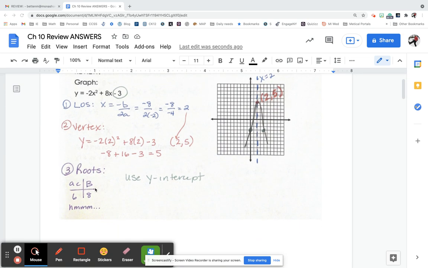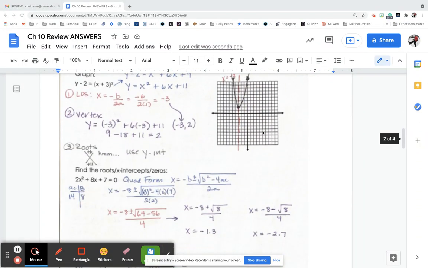I try to find the roots by factoring. ACB chart, can't find numbers that multiply to 6 but add to 8, so I use the y-intercept. Y-intercept is c, so it's at -3. -3 is 2 units to the left, so to find another ordered pair, I'd move 2 units to the right, and I would have my parabola.